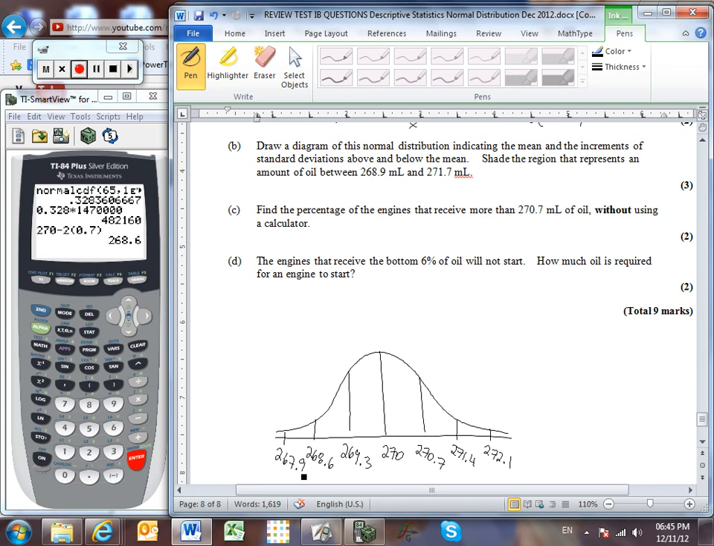So I've indicated the mean and the increments of the standard deviations above and below the mean, and now I'm supposed to shade the region that represents an amount of oil between 268.9, which is right here, let's indicate that, 268.9 up to 271.7, which looks to be about here. 271.7. We'll shade that region, and I've done part B.